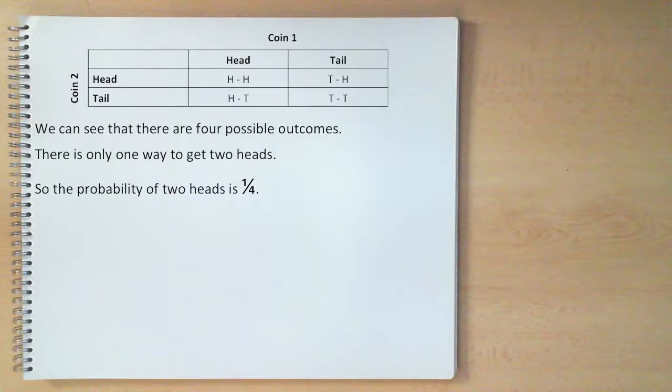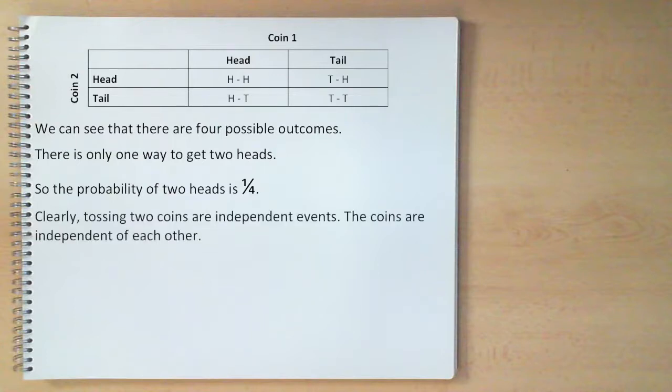It's fairly clear that the tossing of two coins together is independent of each other. We also know that the probability of getting a head from any one coin toss is a half, because, you know, one side is a head, one side is a tail, it's going to land half-half.